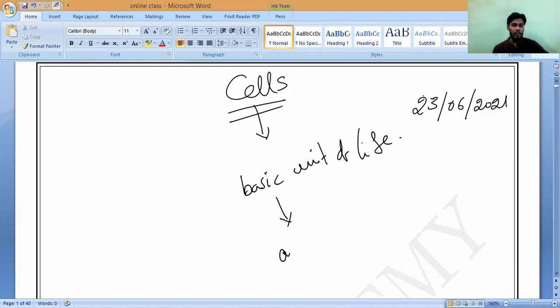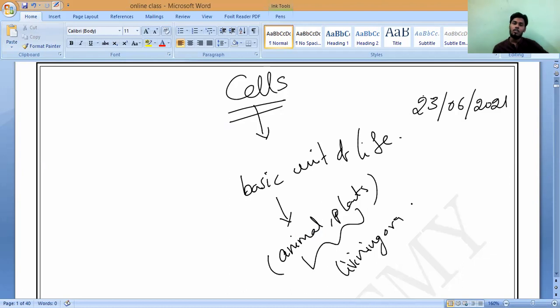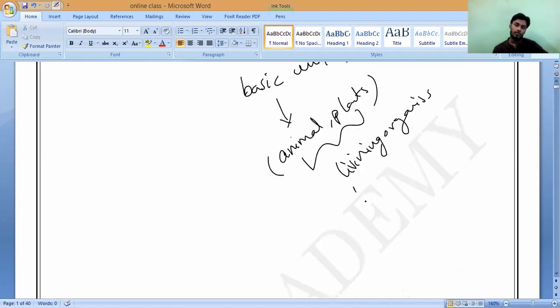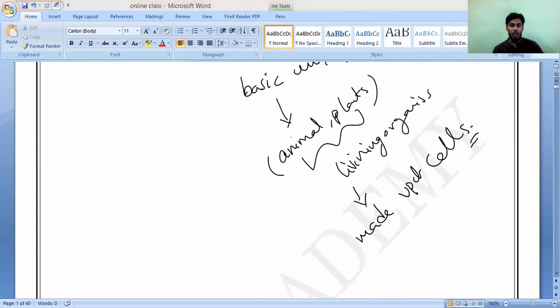Because why? Every animal, every living organism, if you take animals or plants, both are called what? If they have life, we call them living organisms. Correct or not? So all these living organisms are made up of what? Made up of cells only. So that is why we can say these are the basic unit of life.